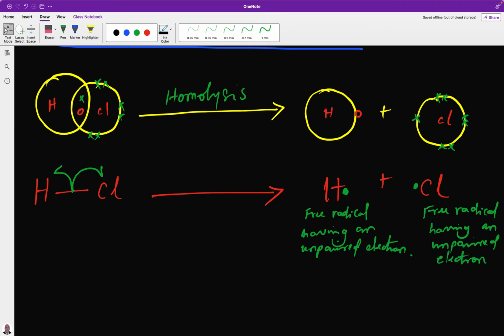So what are free radicals? If I say what do you understand by free radical? Free radicals are very reactive atoms. A free radical is a very reactive atom or molecule that has a single unpaired electron.